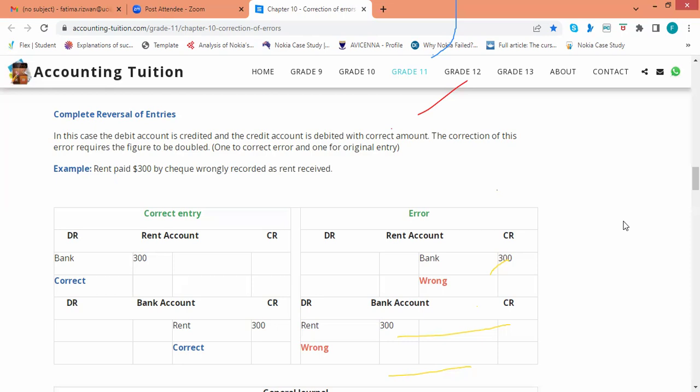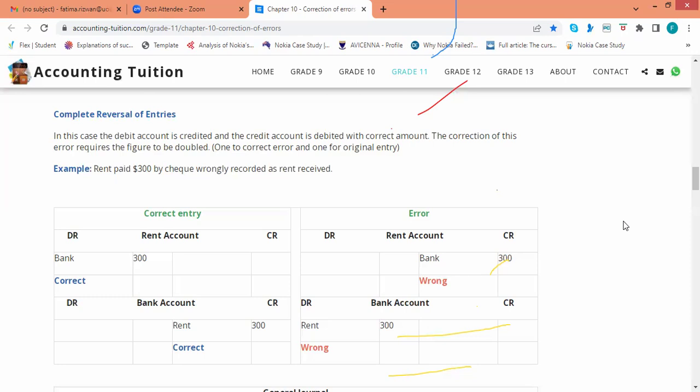When you pay rent, what is your entry? Ma'am, when we pay rent, the entry is rent account to cash account, I guess. Very right. But instead of cash, you're going to write bank because it is done via check, right? So the correct entry is rent to bank. The error entry that you have perceived, you have perceived it as rent received.